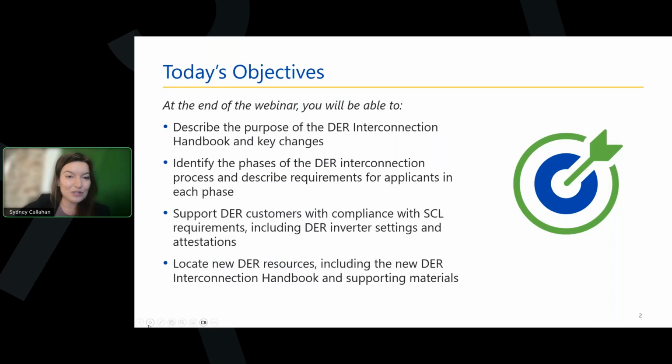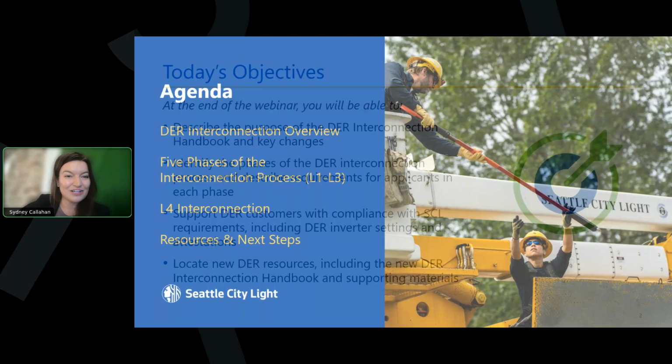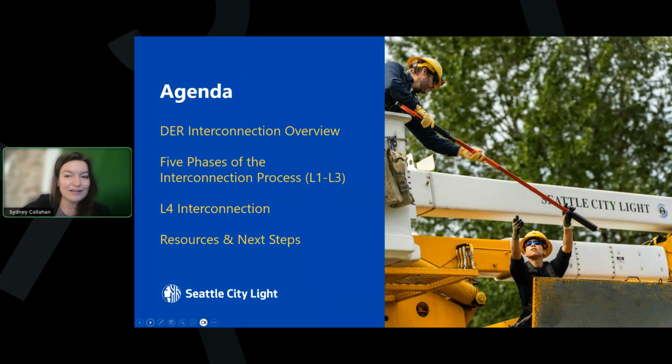So to meet those learning objectives, we'll take a look at what our time together this morning will look like. We're going to start with an overview of the interconnection process, and we're going to highlight what's changing in the new handbook. So if you only stay on for the first 15 or 20 minutes, hopefully we can get you the key information within that time. And then the rest of our time together, we'll go into a little bit more detail on each of the phases of the process. So we're going to talk about the lifespan of a DER application once it gets submitted, and walk you through the 5 phases.